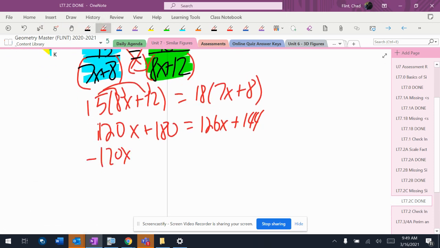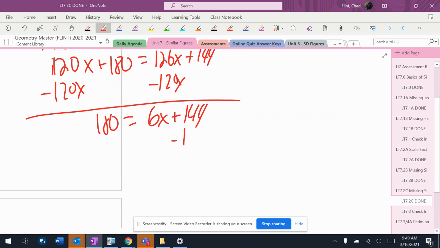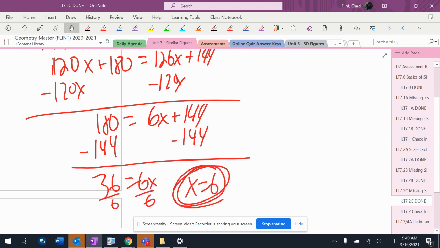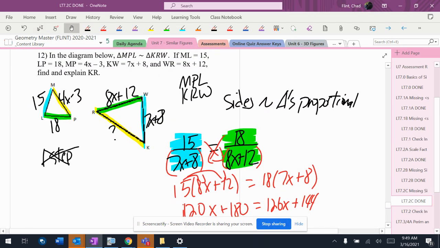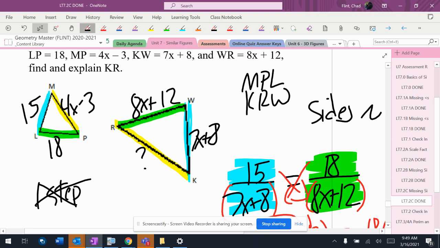Okay, so then I'm going to do some algebra here. So minus 120x minus 120x. 6x plus 144. 36 equals 6x. So I got x equals 6, all right? And now, what's that going to do for me? Well, I still can't get this. The answer is not 6. But this one is 4 times 6 minus 3. So that one is 24, 21.